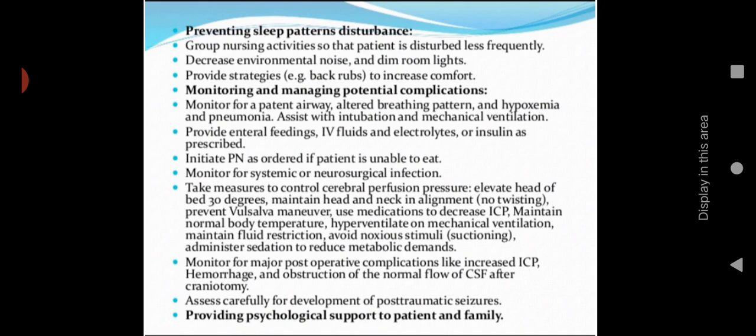Monitoring and managing potential complications. So you have to always monitor for potential complications like altered airway, breathing pattern, hypoxemia, and pneumonia, which should always be assessed, and we have to monitor properly. Then assist for intubation and mechanical ventilation. Provide IV fluids, enteral feedings, insulin if needed. Initiate PN as ordered if patient is unable to. Parenteral nutrition, we have to start if the patient is unable to eat.